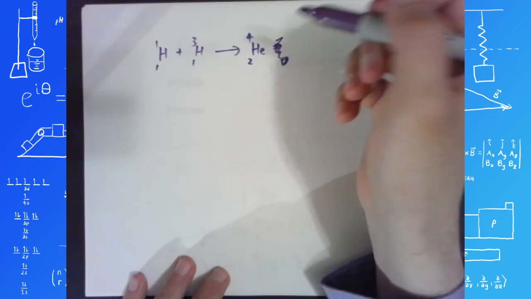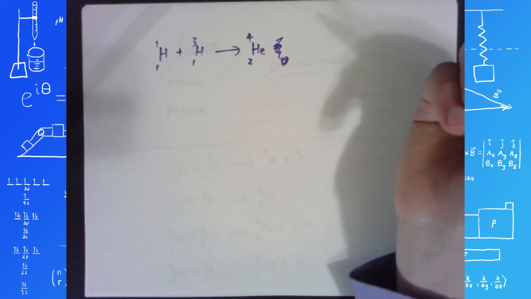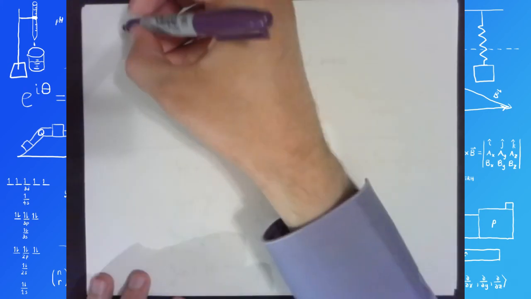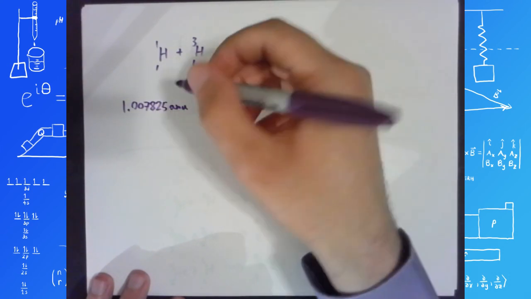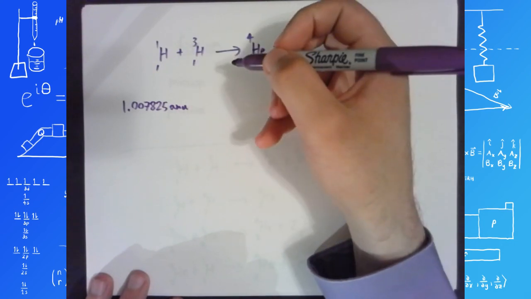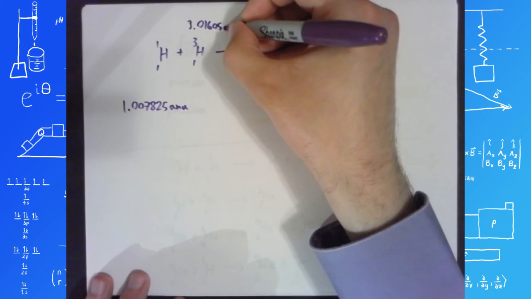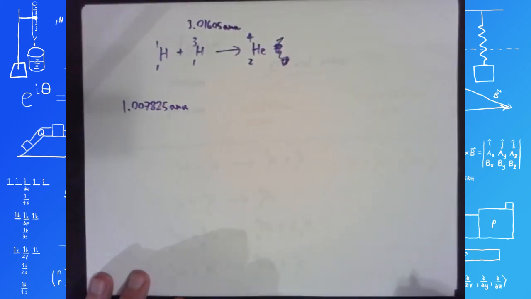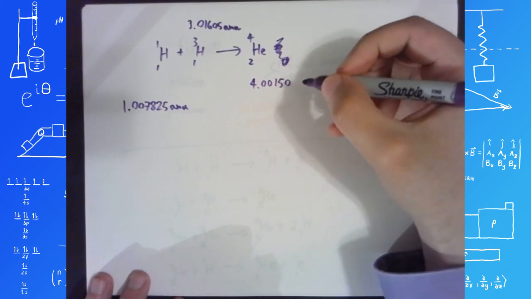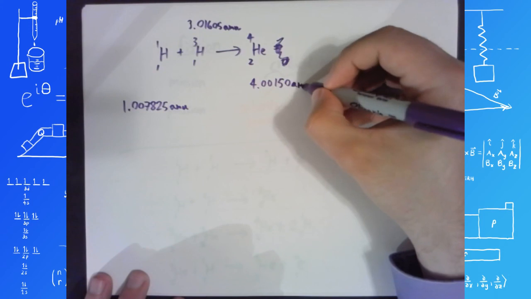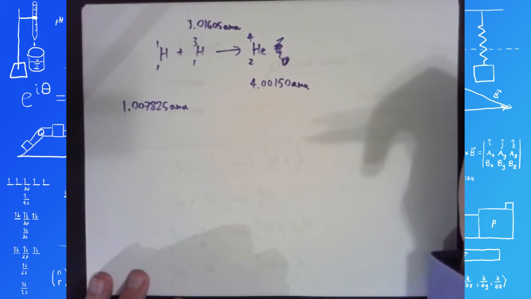So it's not the same as any of the reactions we wrote on the previous page. Where did it go? Right, so they gave us 1.007825 AMUs. That's the hydrogen 1. The tritium was 3.01605 AMU. Helium is 4.00150 AMU. Okay, and all of those are 5 decimal places, it looks like, except for hydrogen 1.